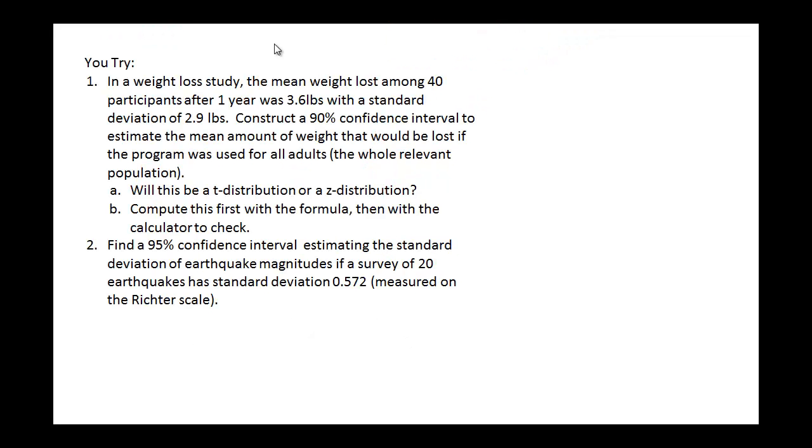Alright, so here's your practice problem. I gave you 2 problems. One is using a mean and one is for a standard deviation. Again, I encourage you to use the pull-out card that has all the formulas on it as a reference. And for the mean one, I'm going to have you check it with the calculator, but I still want you to go through the process by hand first.